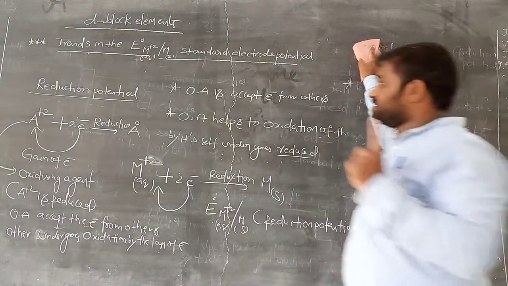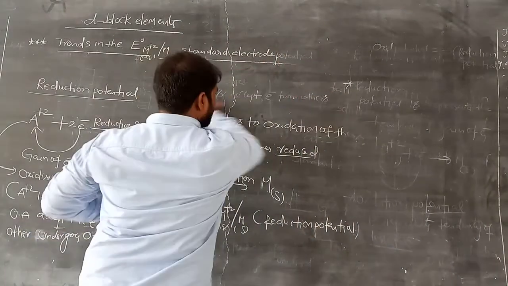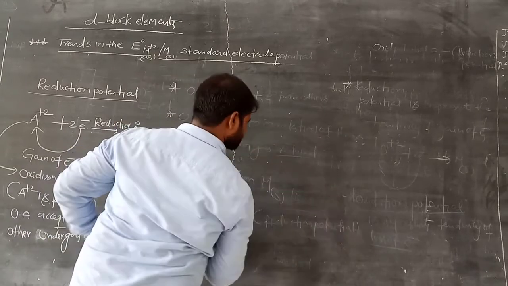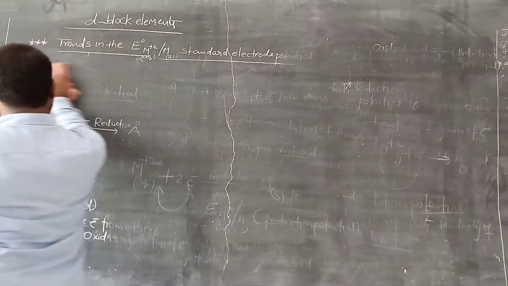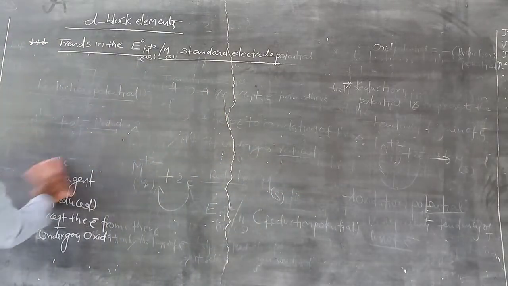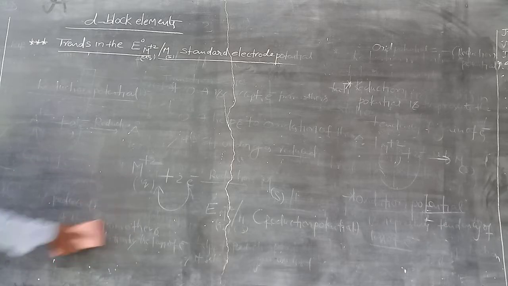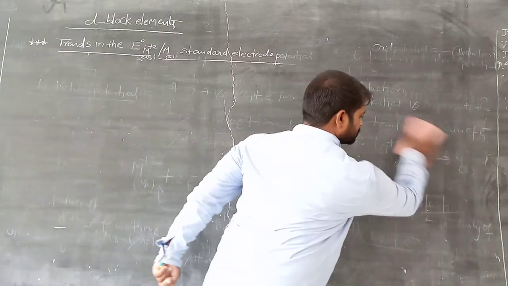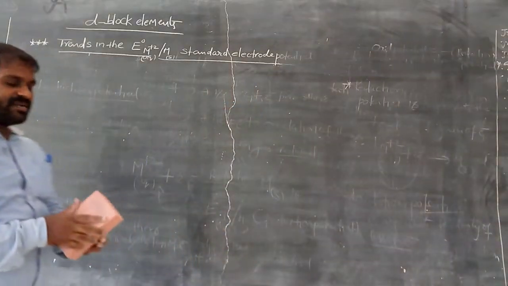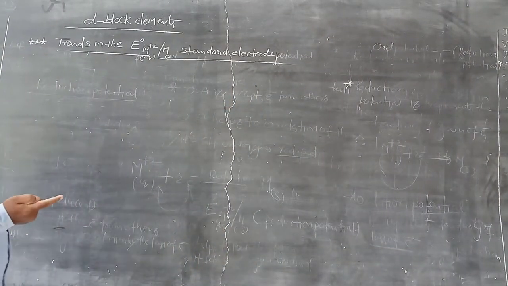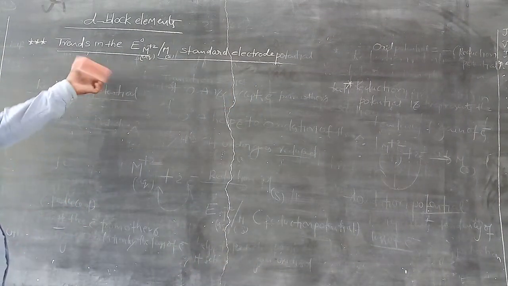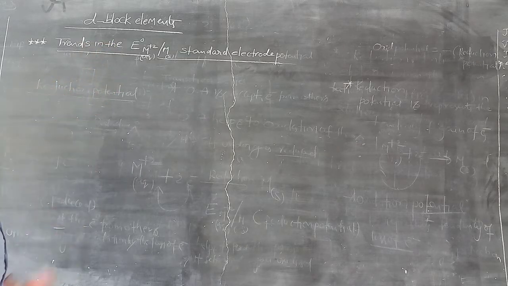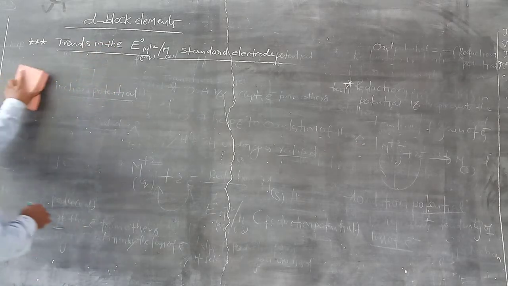Here, oxidizing agent and reducing agent are very, very important. Reducing agent means which helps reduction. That means it provides the electrons. Let's see.